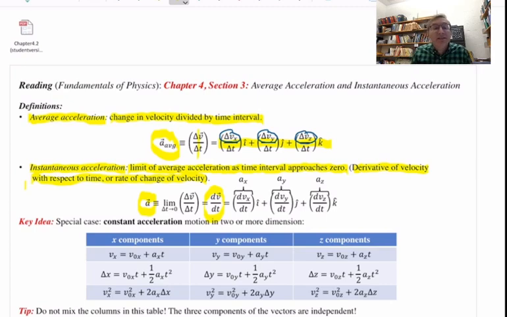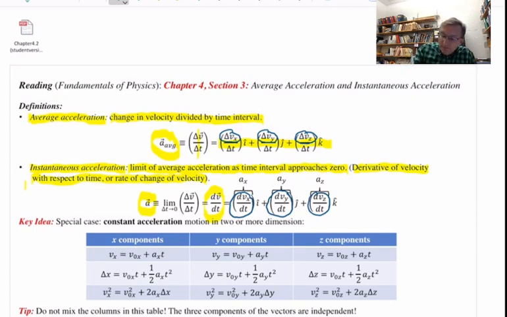So to compute the instantaneous acceleration vector, here's what you do. Take the derivative of the x velocity with respect to time, dvx dt, and multiply that by i hat. Add to that the derivative of the y velocity with respect to time, dvy over dt, and multiply that by j hat. Add to that the derivative of the z velocity with respect to time, dvz dt, and multiply by k hat. And you will have the instantaneous acceleration.